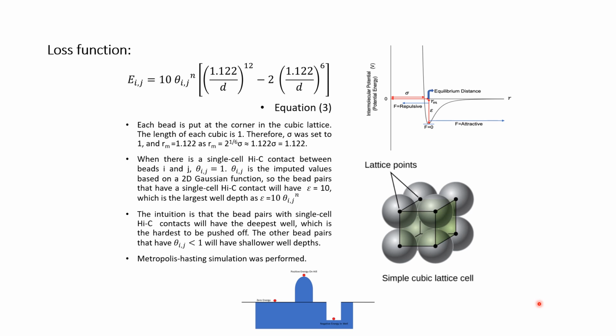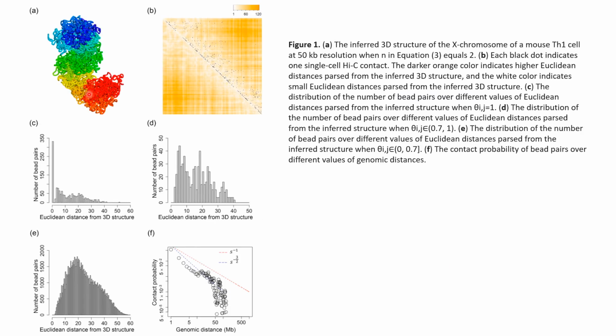Metropolis-Hastings simulation was performed. A. The inferred 3D structure of the X chromosome of a mouse Th1 cell at 50 kb resolution when n in equation 3 equals 2. B. Each black dot indicates one single-cell Hi-C contact. The darker orange color indicates higher Euclidean distance parsed from the inferred 3D structure, and the white color indicates small Euclidean distance parsed from the inferred 3D structure.